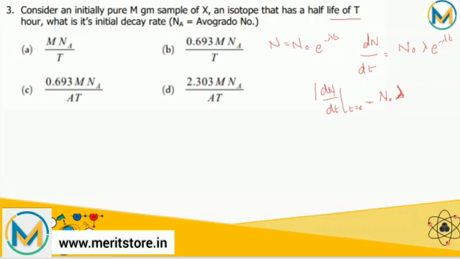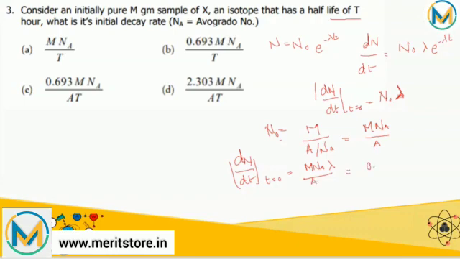Okay, now where N naught is the initial number of undecayed atoms, and that can be written as the mass of the sample upon the mass of a single atom of the element, that is the atomic weight upon Avogadro's number. This is nothing but equal to M into Na, the whole upon A. Okay, so therefore dN upon dt at T equal to 0 is equal to M Na lambda, the whole upon A.